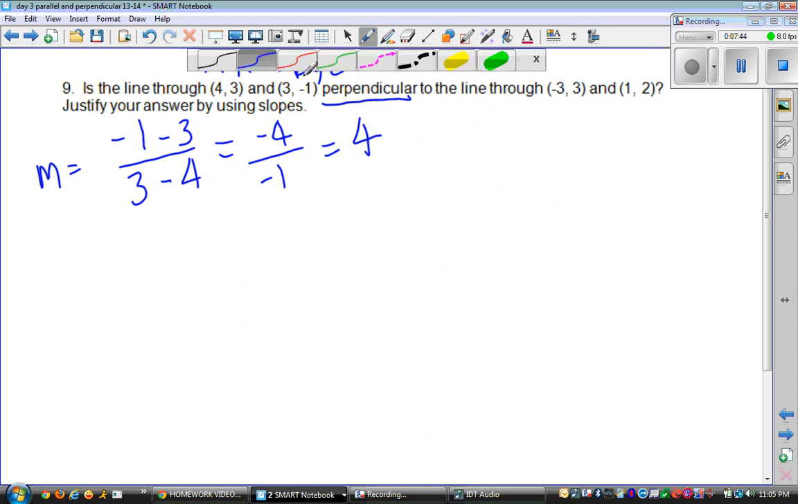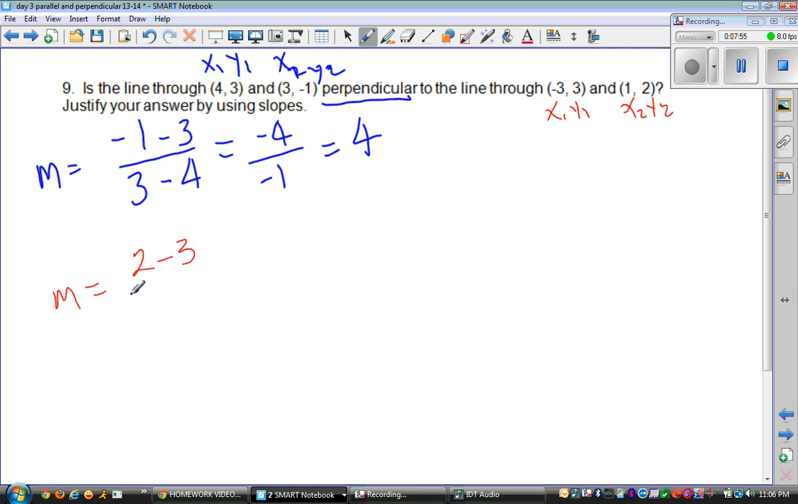And if I do the same thing with the other 2 points, so this is x1, y1, x2, y2, and I find the slope, I get 2 minus 3 over 1 minus negative 3. 2 minus 3 is negative 1. These become positive, so negative 1 over 4. So since these are reciprocals and they're also opposites, these two are perpendicular.